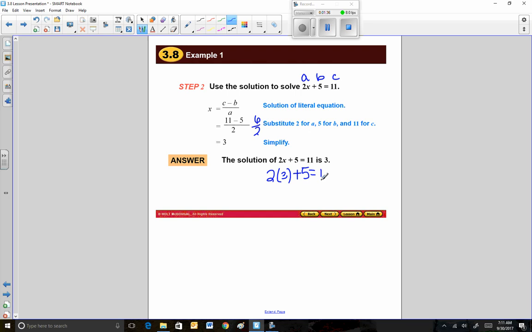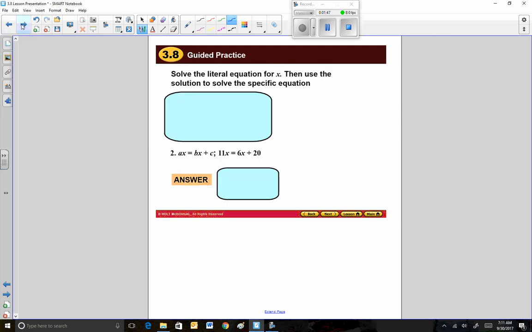And we check to see if it actually works. 2 times 3 is 6. 6 plus 5 is 11. So we definitely found a solution. X is 3. All right, let's take a look at another question similar to this.